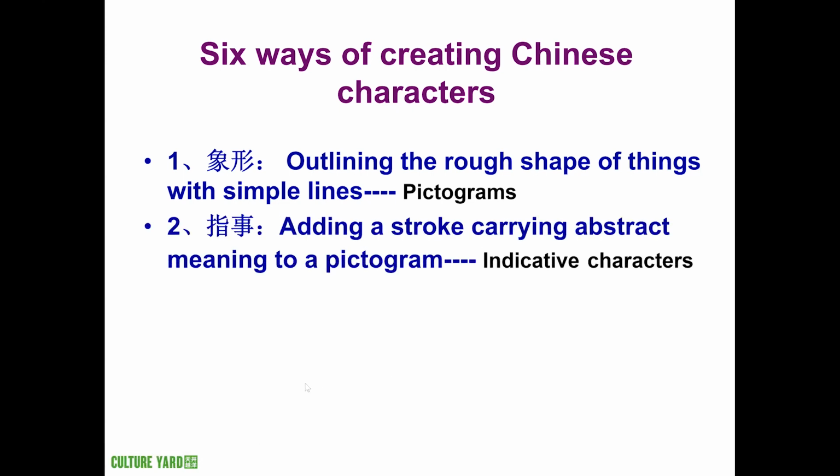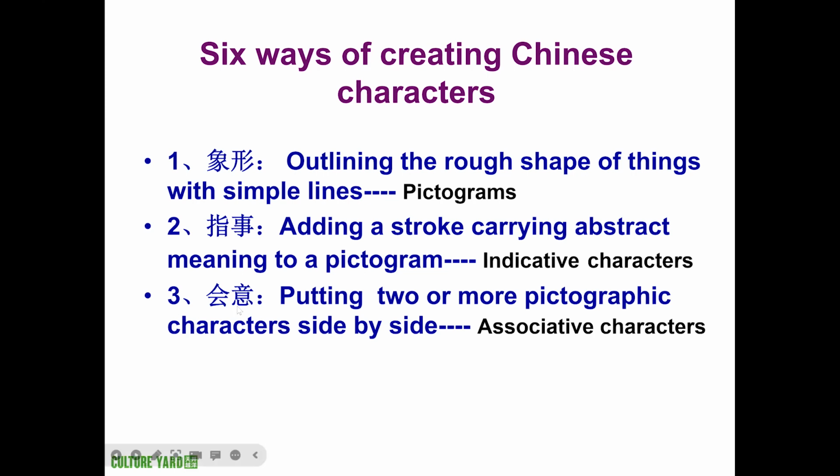The second is 指事. We add a stroke carrying abstract meaning to a pictogram. We call it indicative characters. So indicative characters are always based on a pictogram, and then we add another stroke to give it a new meaning. So this is indicative characters.